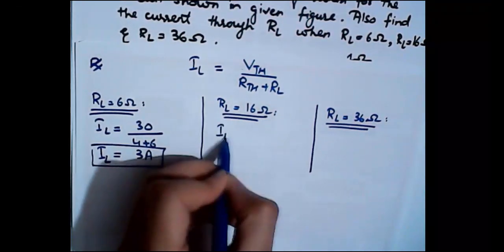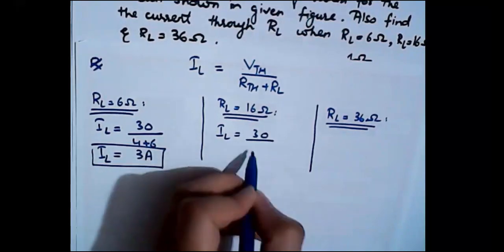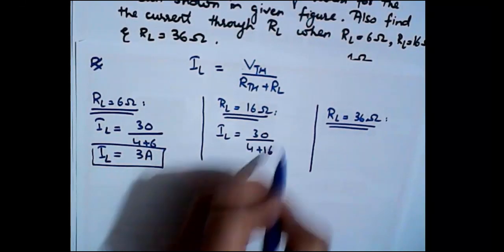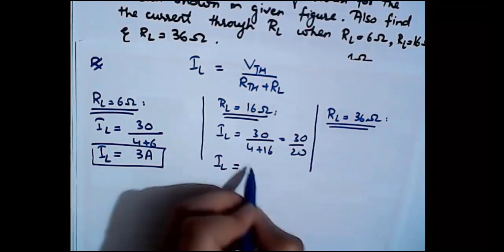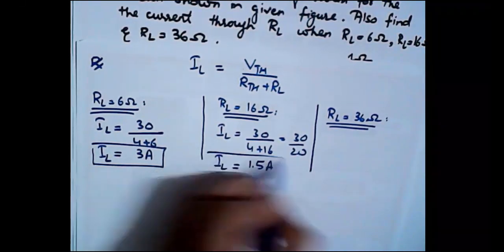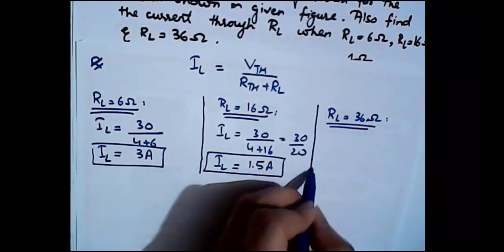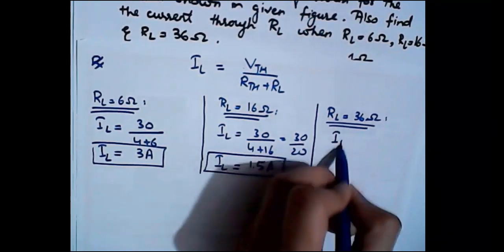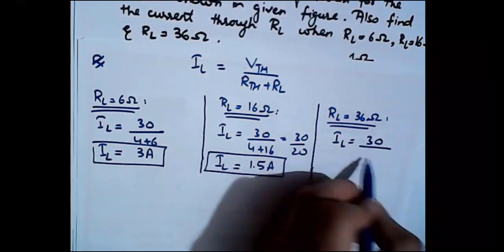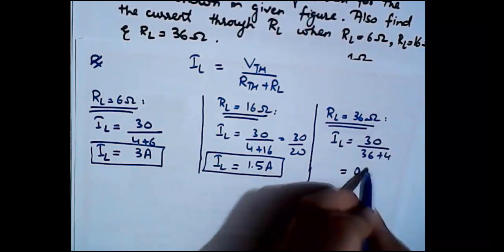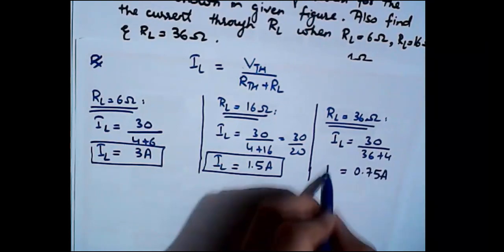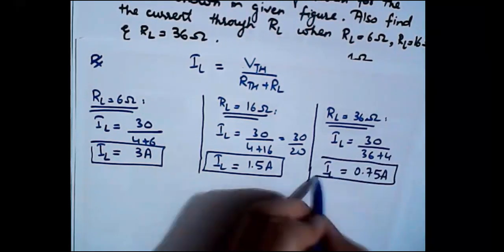And the second part will give you 30 divided by 4 plus 16. So it will be 30 divided by 20. So this will give you 1.5 amperes. And the third part here, IL is equal to 30 divided by 36 plus 4. So it will give you 0.75 amperes. So this one is pretty easy.